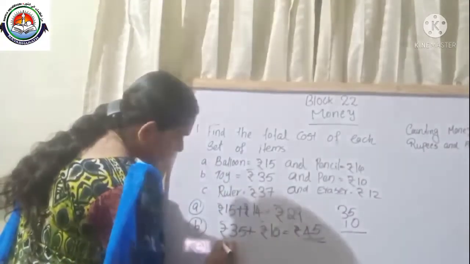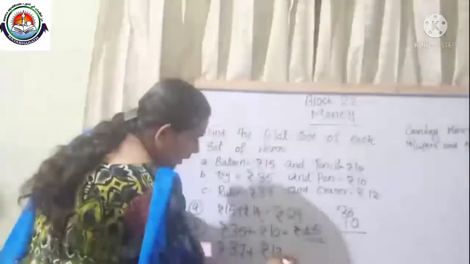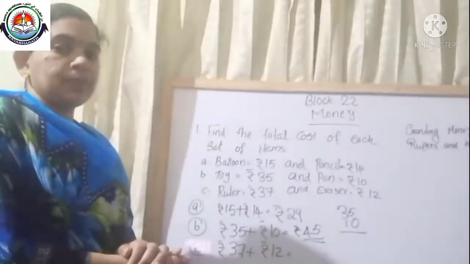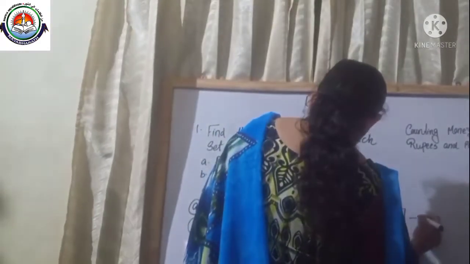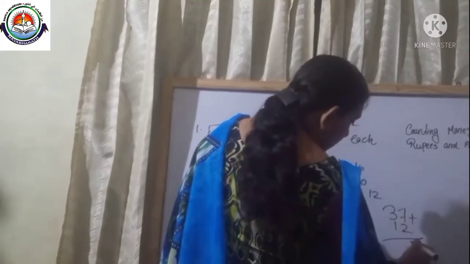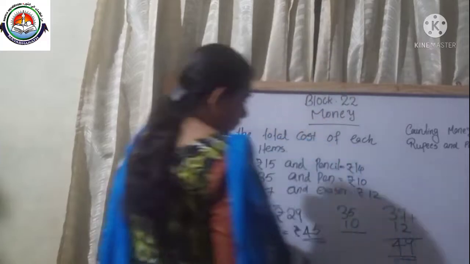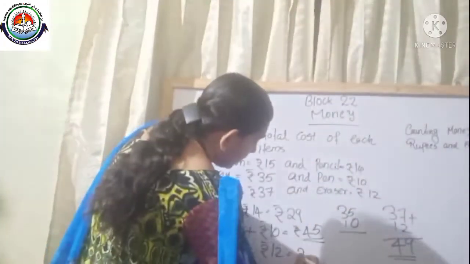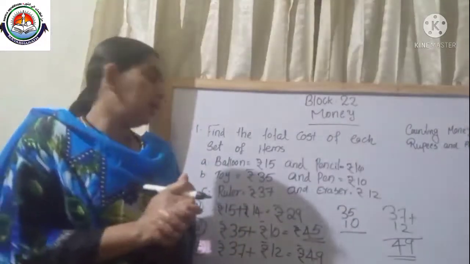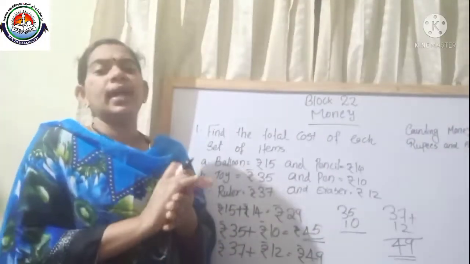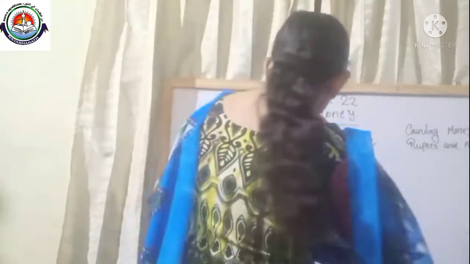Then question C: ruler with rupees 37 plus eraser with rupees 12. So find the total. Did you get the answer? 37 plus 12. What is the answer? 7 plus 2, 9. 1 plus 3, 4. So 49 rupees. 49 is the answer. Clear? Find the total cost means you add the amounts, you will get the answer. Okay, write the next question, the second question.